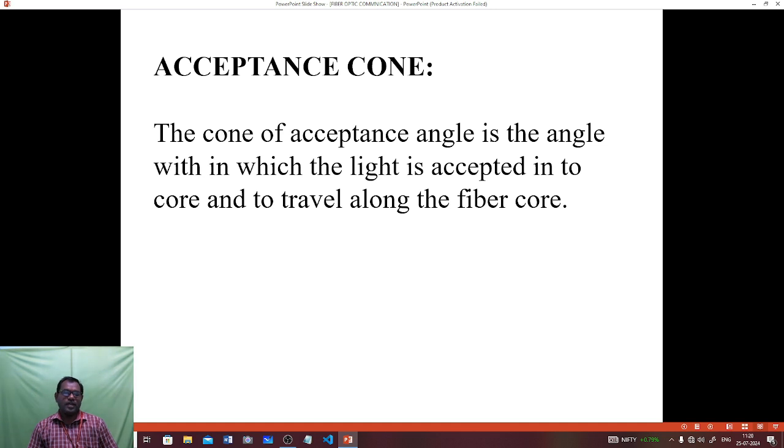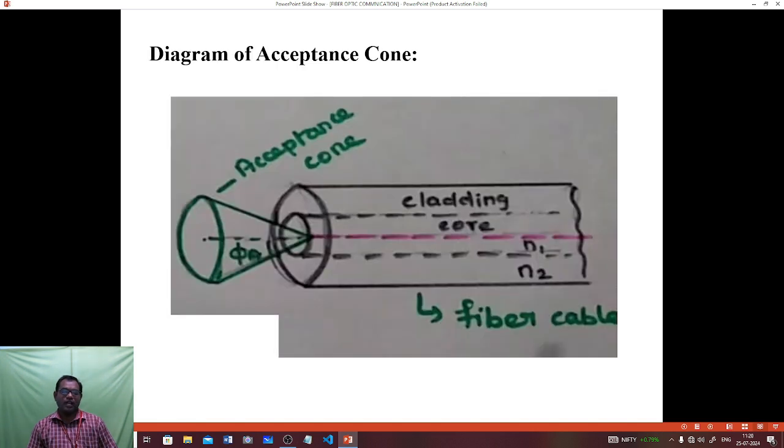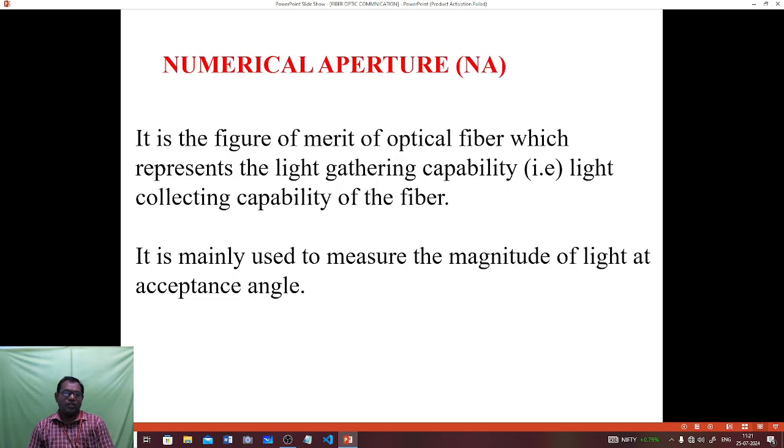So next parameter is the acceptance cone, which is based on the acceptance angle. The acceptance cone is the cone within which the light is accepted into the core and travels along the fiber core. So this is the diagrammatic representation of the acceptance cone. Here we are using the acceptance cone in between the core and the cladding. So next parameter is the numerical aperture. It is the figure of merit of optical fiber which represents the light gathering capability, that is, light collecting capability of the fiber. It is mainly used to measure the magnitude of the light at acceptance angle.